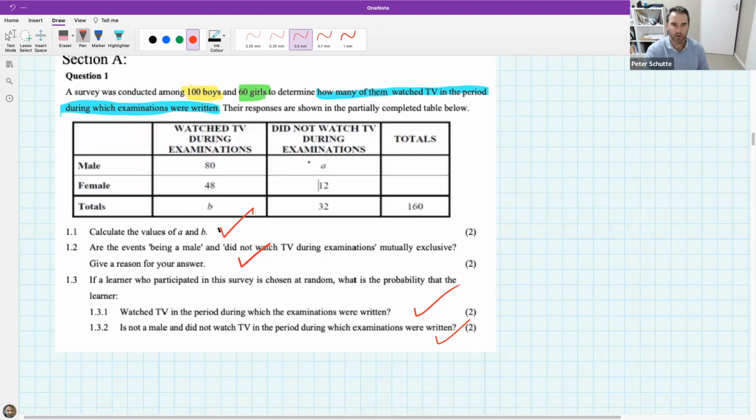So there were 100 boys, which meant that if that's 100, this has to be 20. So I've used that information. And 60 girls. So there's that. And then this would be just adding up. 128. So A is 20 and B is 128.